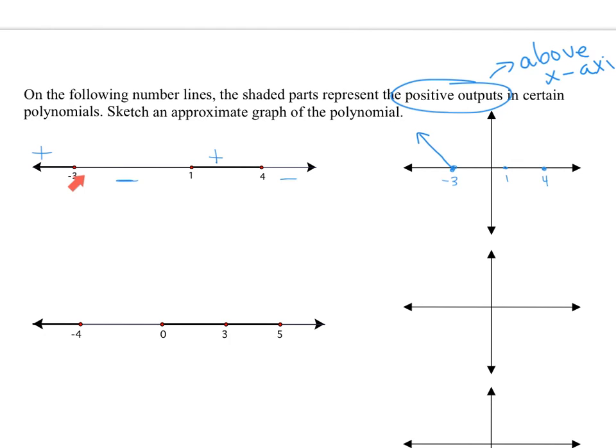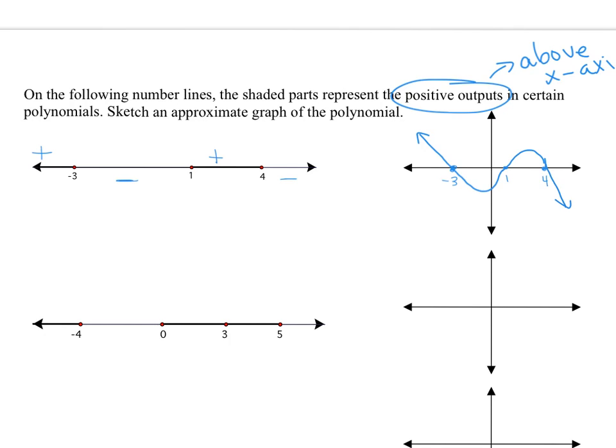And then in the next section, it has a minus sign between -3 and 1. So that means my function is going to drop below the x-axis. I just drew a little segment here so it was below the x-axis. And then between 1 and 4 is a plus sign, so it's going to be positive outputs. So between 1 and 4, my function is going to be above the x-axis. And then the negative sign from 4 to infinity means that my function's end behavior is going to go down.